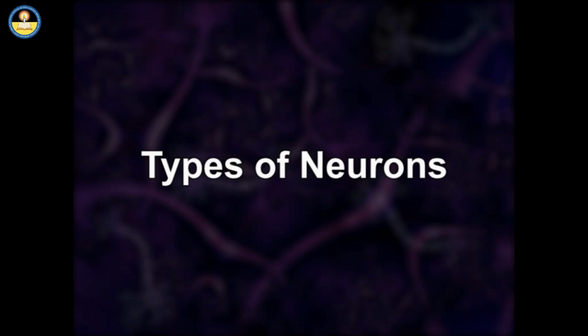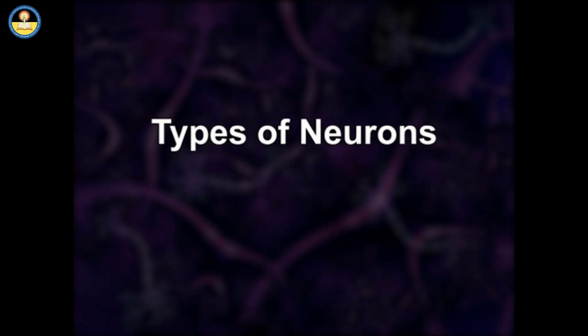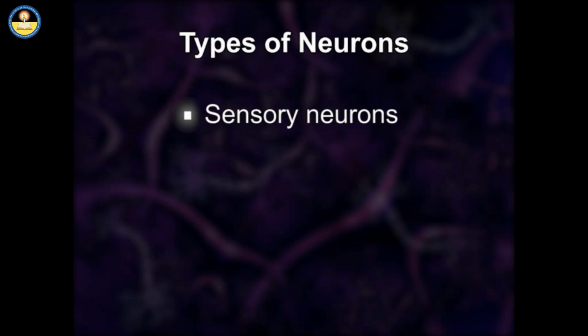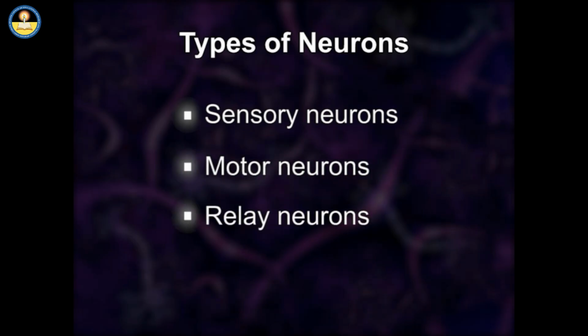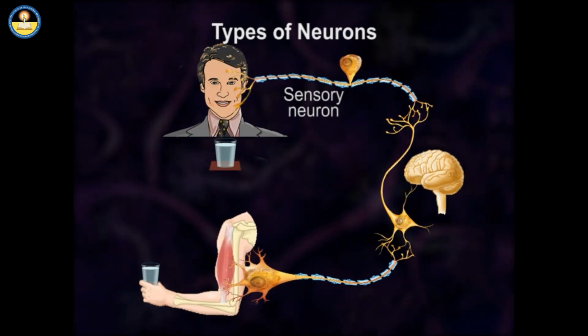Types of neurons. Neurons are classified according to their function and shape. There are 3 different types of neurons, each with a slightly different function. Sensory neurons. These neurons bring impulse from the receptors, which can be from any of the 5 sense organs, to the brain or spinal cord.